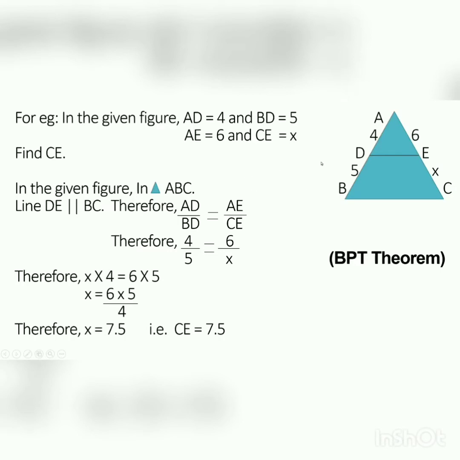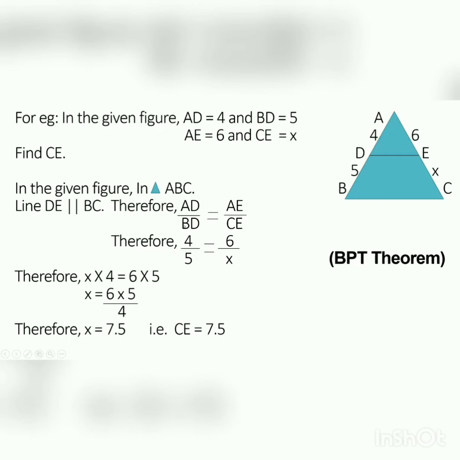In the figure, the values of AD, BD, AE and EC are already given. EC is X. DE is parallel to BC. In triangle ABC, DE parallel to BC. Therefore, using the BPT theorem, you can write the ratio of both sides: AD upon BD is equal to AE upon CE. Give the reason: BPT theorem.